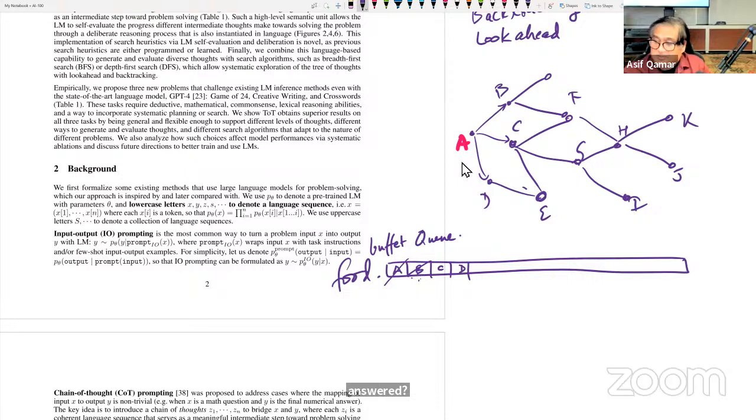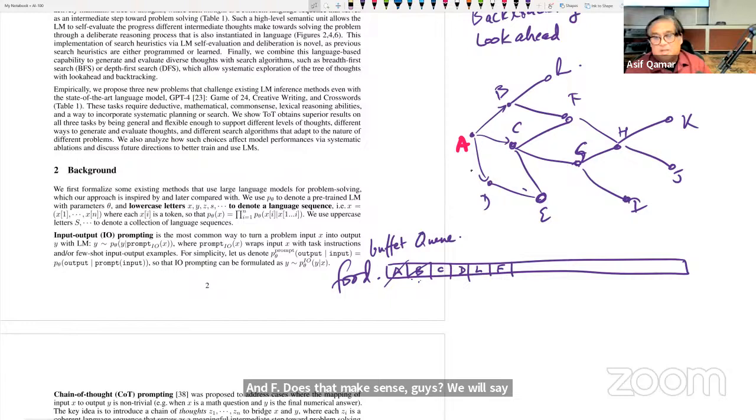What can B answer? B will say E and F. Does that make sense, guys? So B is gone. Then C is going to eat. Then C is going to report on the nearest neighbors. F is already in the queue, so you ignore it. Then it will be G and E. Does that make sense? Do you see how it goes?